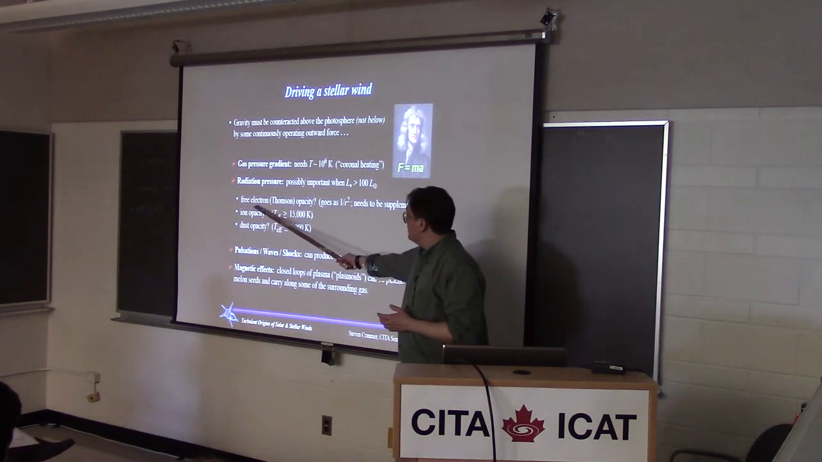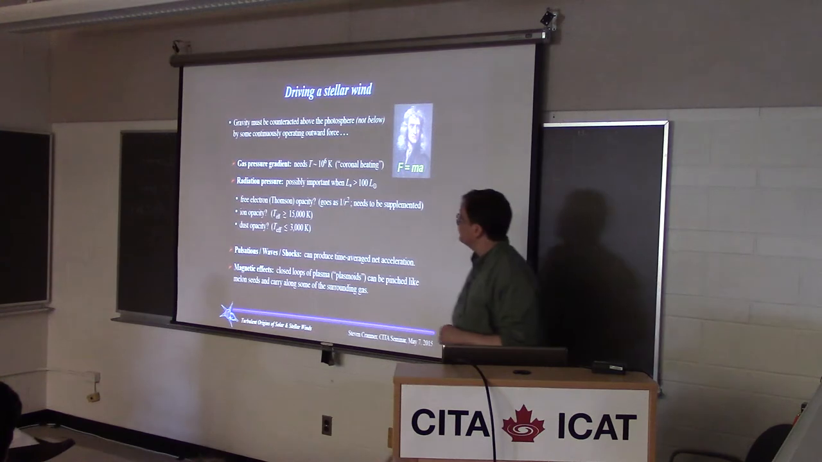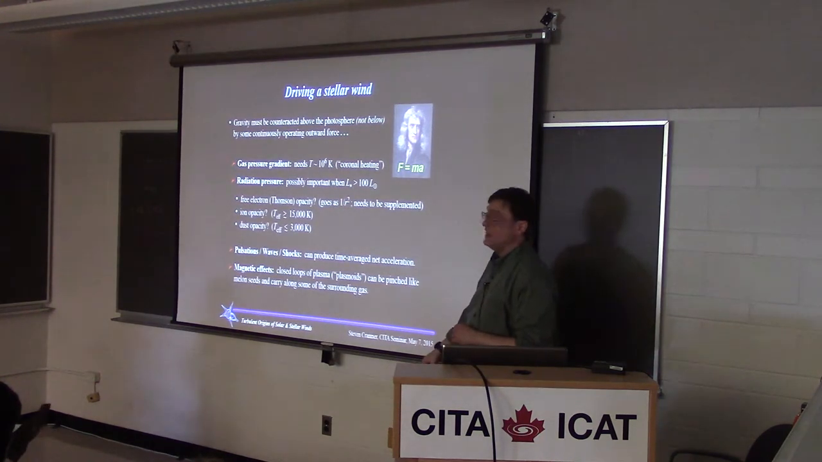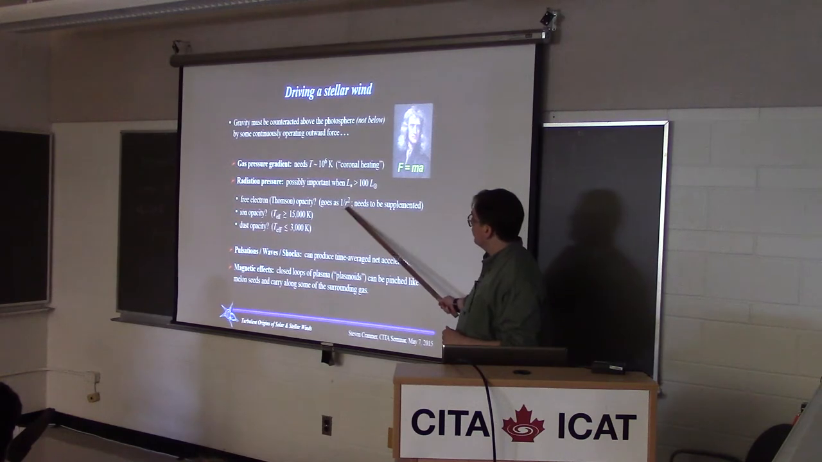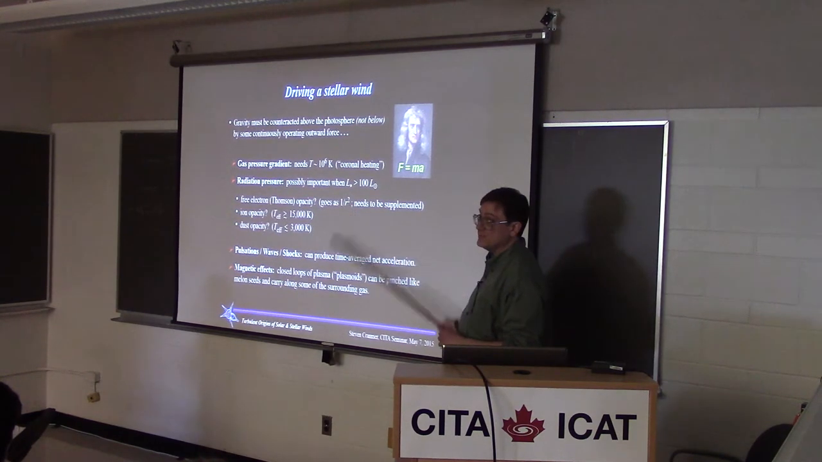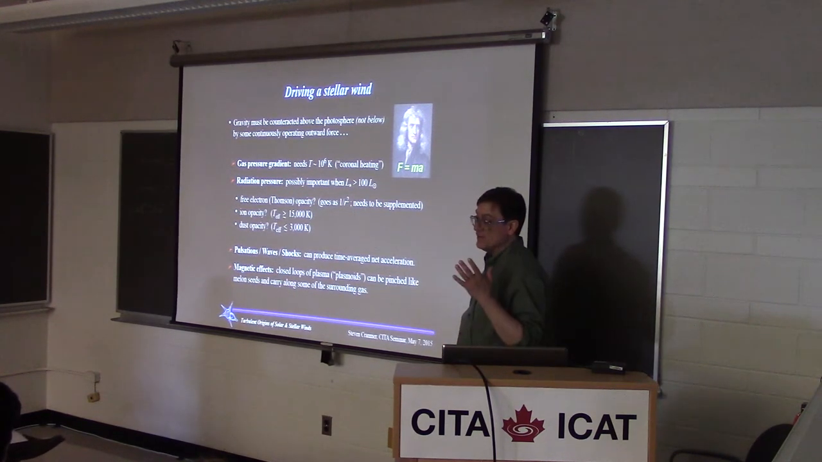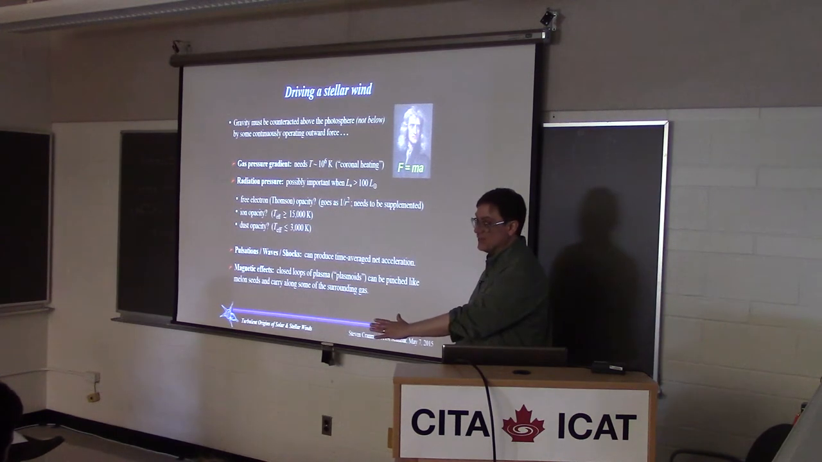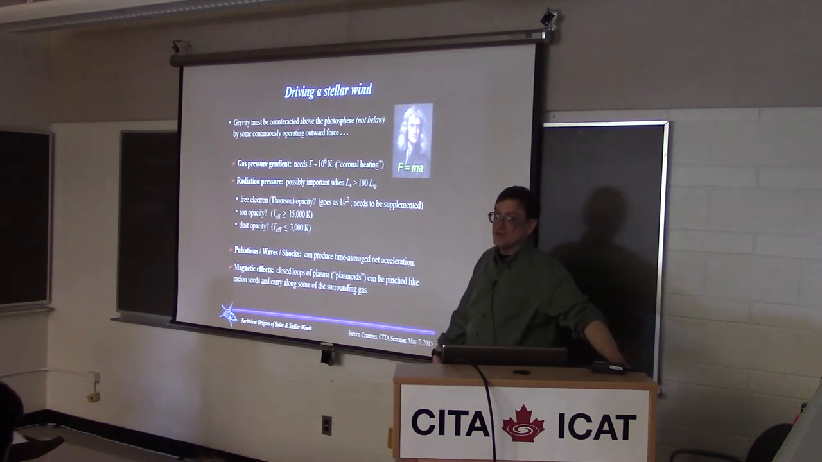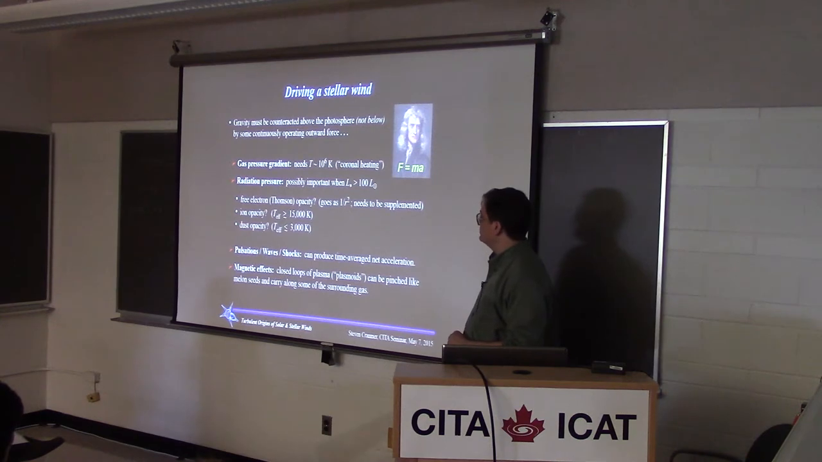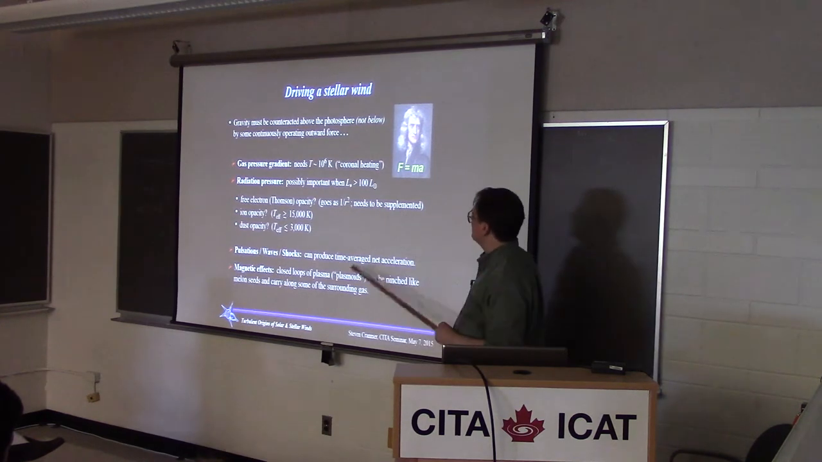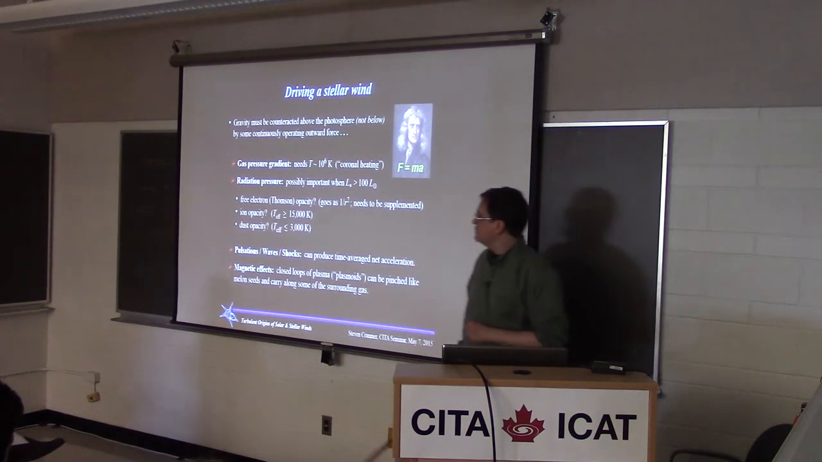A lot of stars have an underlying component of free electron Thomson scattered opacity. The problem with just relying on that is that once you work it out, it goes as 1 over r squared, just like gravity does. So if gravity is winning in the photosphere, it's going to be winning everywhere else as you go up from the photosphere too. So that needs to be supplemented with something else, again, something that turns on gradually.